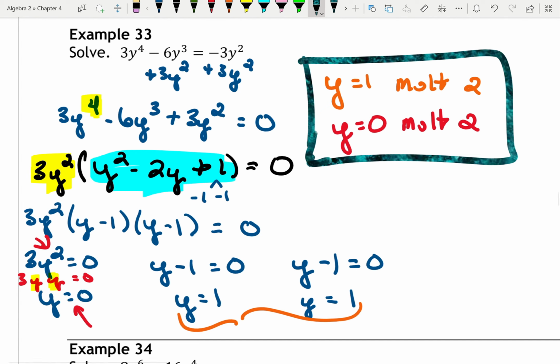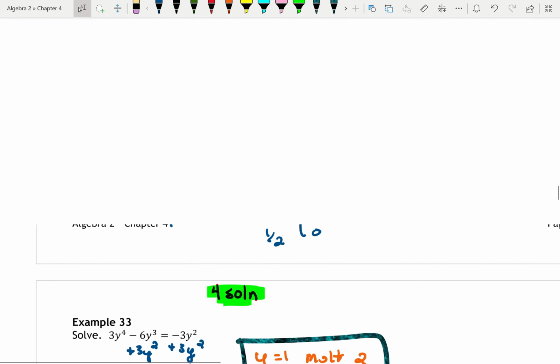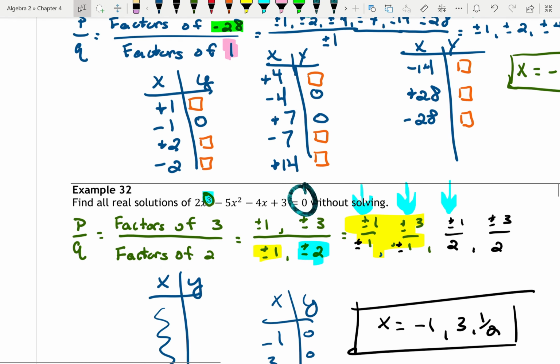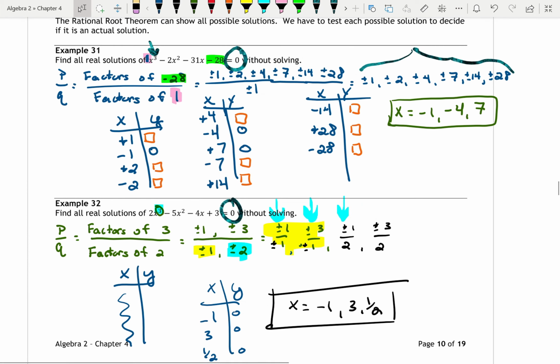So again, the process of solving is you first get them equal to 0, and that's pretty standard for what we've been doing. Then you want to factor if you can. And then if you can't factor, we know that we can use the rational roots theorem to get us some potential answers. And then we check our potential answers.